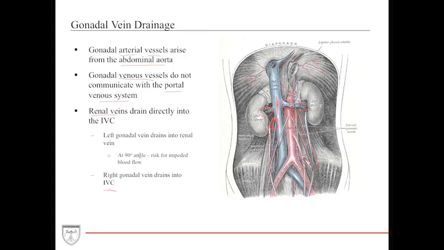What's important to note is the left gonadal vein will drain into the renal vein at a 90-degree angle. So this being what it is, this is a much more difficult path of blood flow. This can be a site of impedance, causing some sort of thrombosis or venous stasis in the gonadal vessel, which can then predispose you to varicocele, which is almost like a dilation of the veins within the testicle itself. Hallmark presentation is a bag of worms.